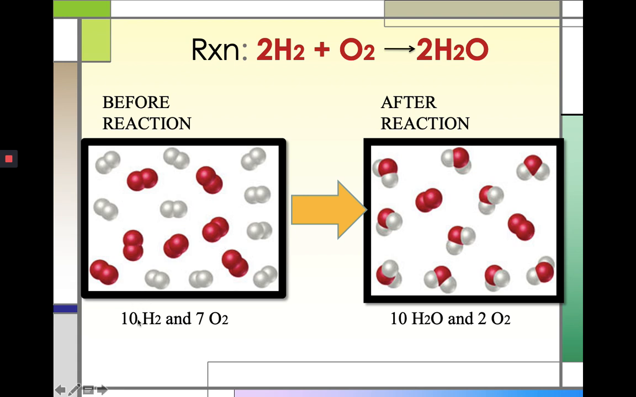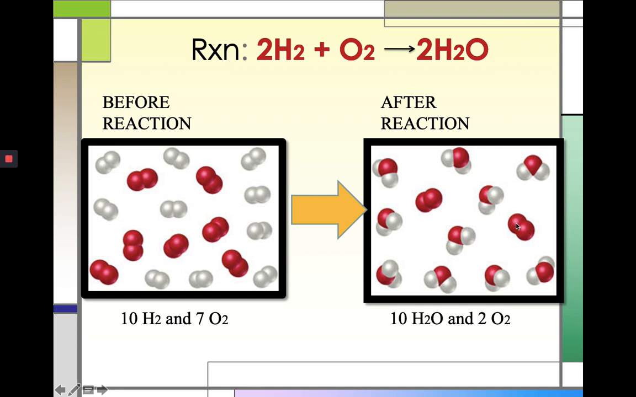Alright, so if I have this combination and we know very well that two molecules of H2 will react with one molecule of O2 to form two molecules of H2O, so they react in this manner, then if we have this number of H2 and O2 molecules, we end up with only 10 H2O molecules with an excess of 2 O2 molecules, 2 oxygen gas.